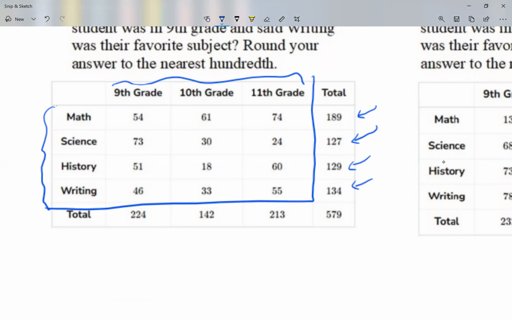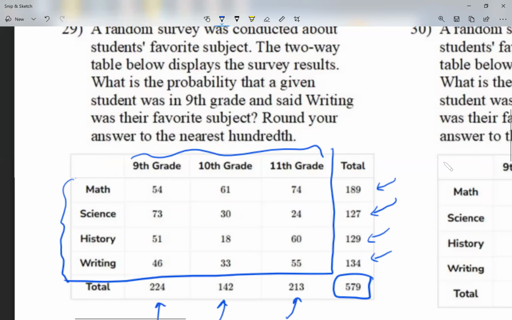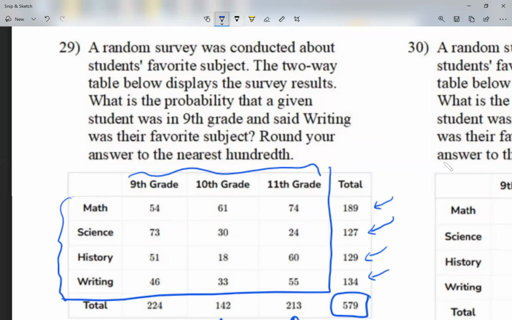Now, my numbers at the bottom, what does that actually mean? This 224 is all the ninth grade. There were 54 ninth graders that chose math, 73 that chose science, 51 that chose history, and 46 that chose writing. So it's a total of 224. I see the total for 10th graders and 11th graders. Now this number, 579, is my total of all my students in this survey. Okay, so now we understand how to read these tables. Let's read the question and see what we're asked for here.